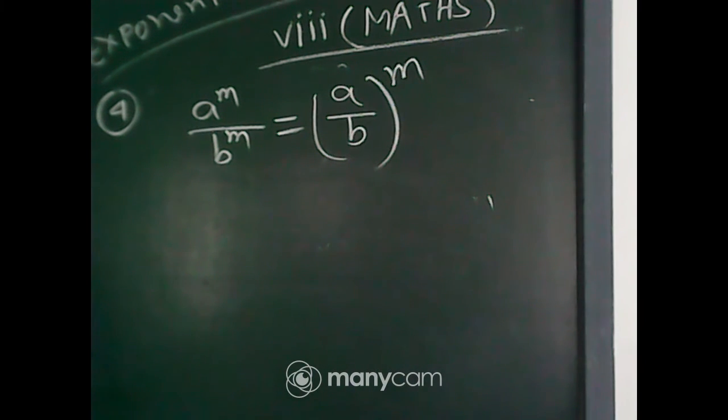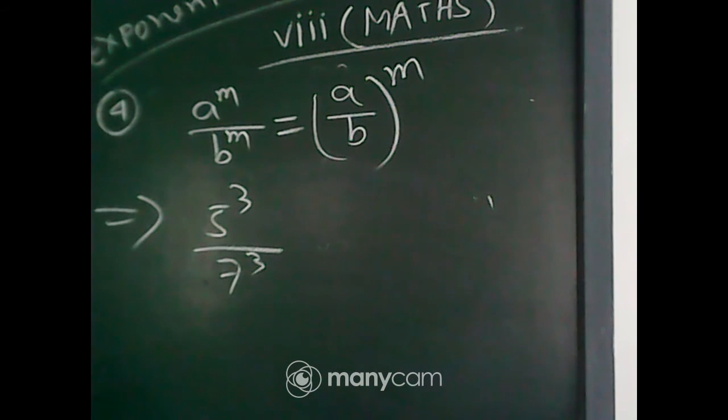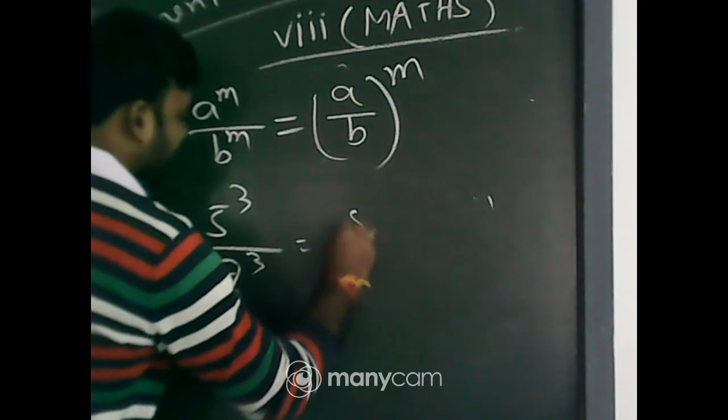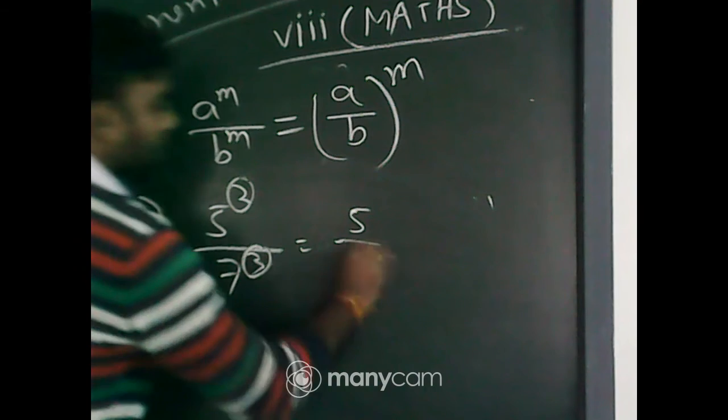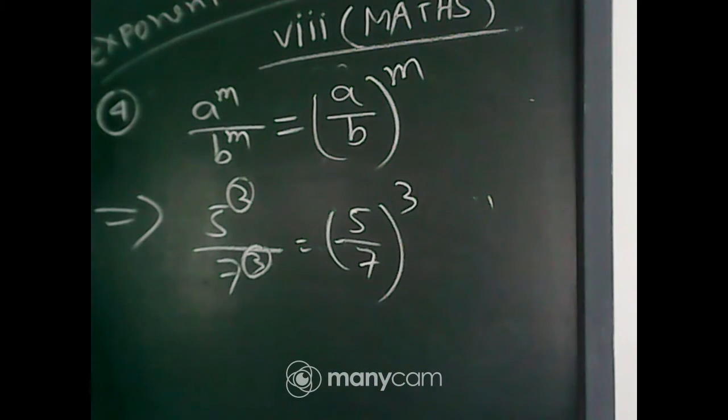Okay, next, for an example, 5 to the power 3 by 7 to the power 3. Here you can write it, as powers are same, 5 by 7 whole to the power 3. Got it, everyone? Yes or no?